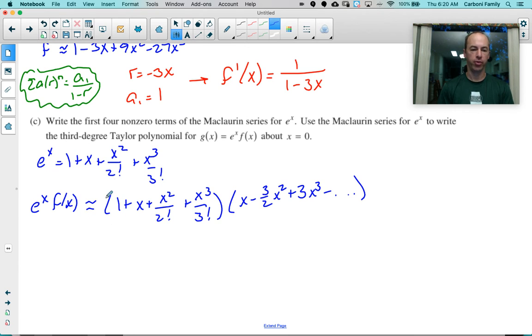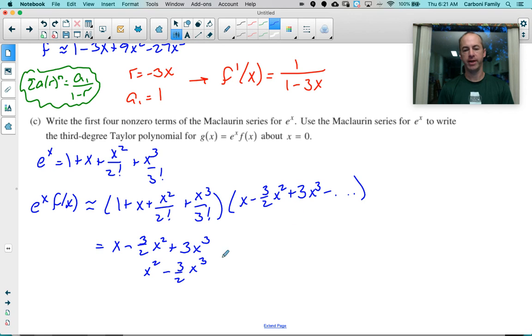So I'm going to start with the 1. I'm going to distribute the 1. So this is going to be x minus 3 halves x squared plus 3x cubed. And then I'm going to distribute my x. X times x is x squared. And I'm going to line them up vertically and match up my like terms. So x times x is x squared. X times negative 3 halves x squared is x cubed.